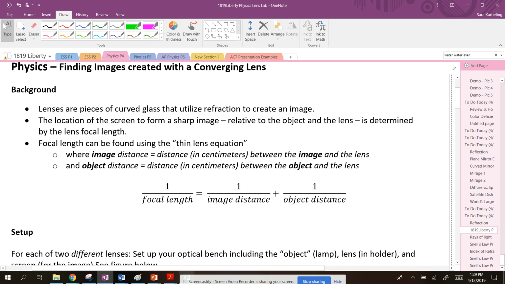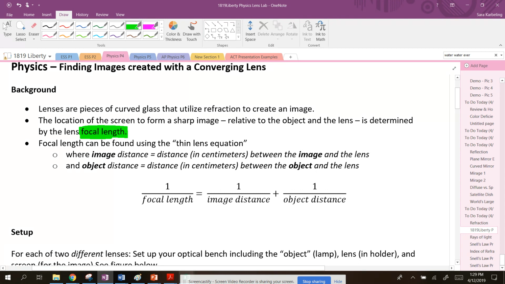Lenses are pieces of curved glass or plastic. They can be different things, but ours are glass, okay? They use refraction to create an image. The location to find the image is determined by the lens, and in particular, the lens's focal length. And that's our goal in this lab, to figure out the focal length of the lens.